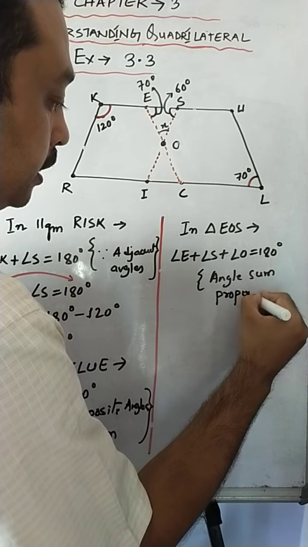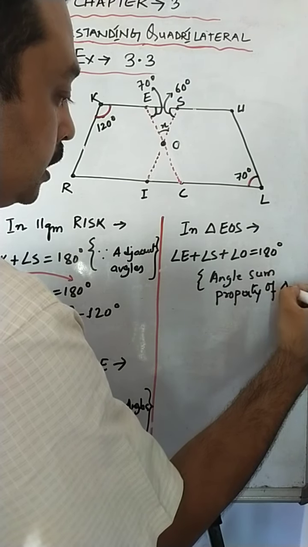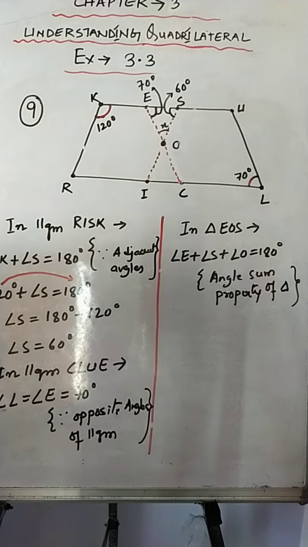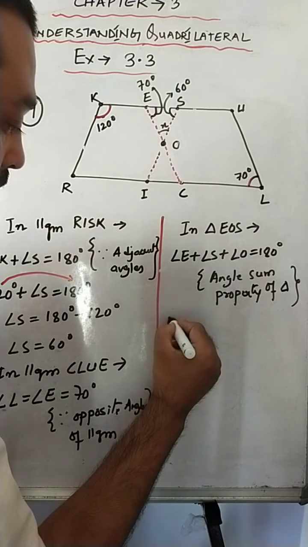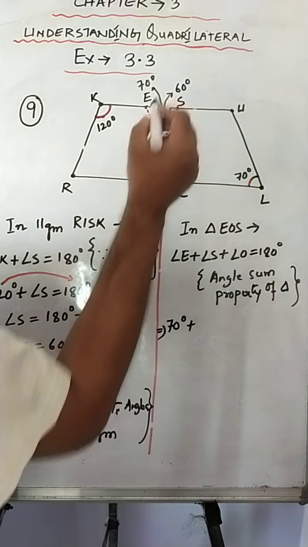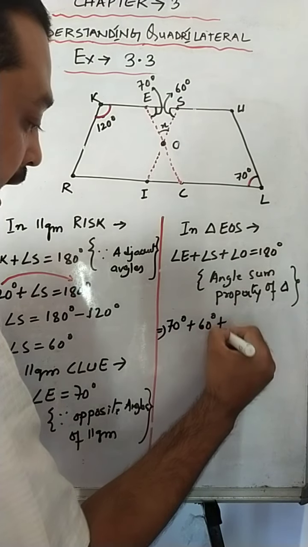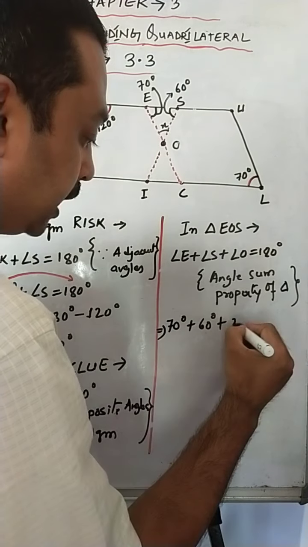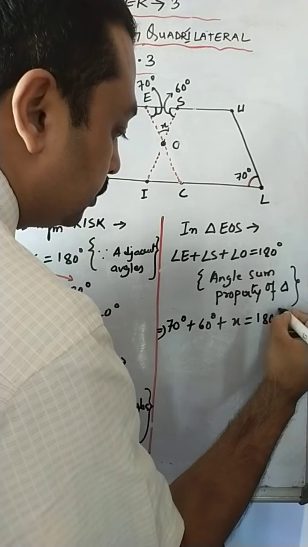Angle sum property of triangle, isn't it? So now what is the value of E given? Not given, but what is the value of E? 70 degree. So what is the value of S? 60 degree. And what is the value of O? That is X, which we have to find out.